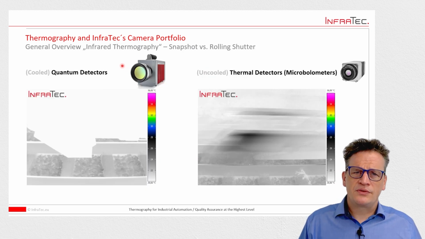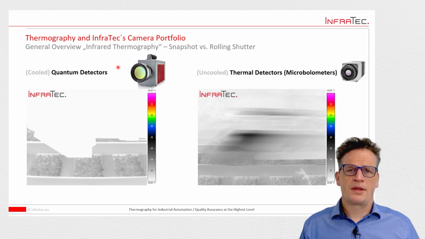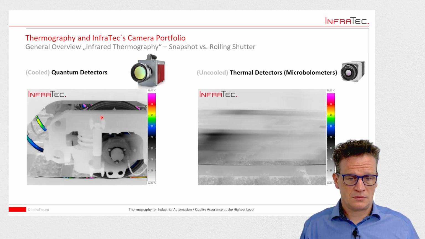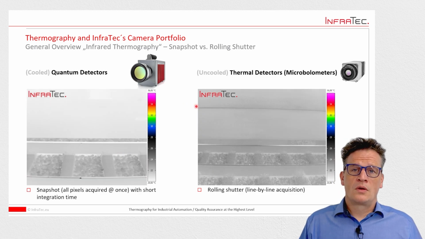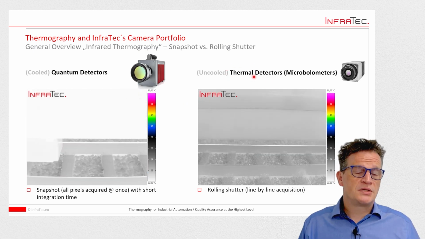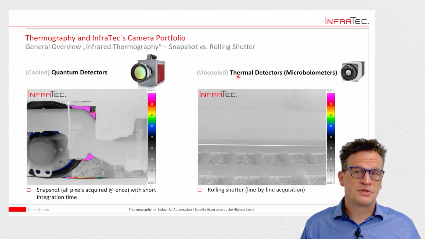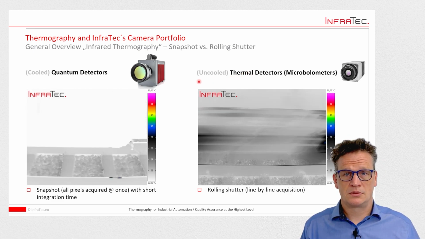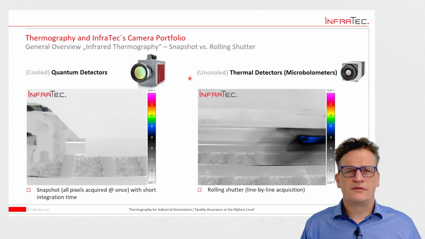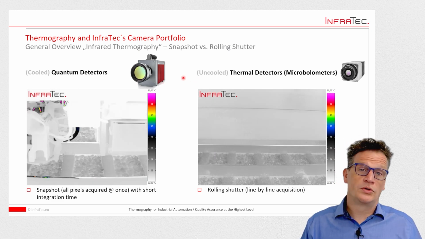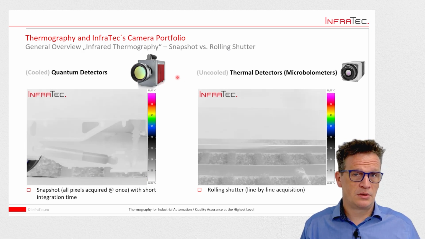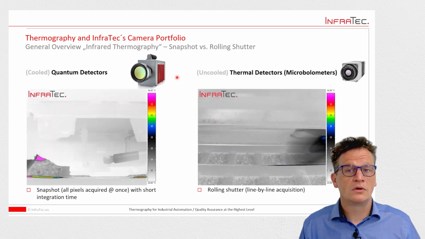When discussing detectors, we should also consider image capture methods. There are two fundamental techniques. On the left side, snapshot detector, where all pixels are captured simultaneously, typical for cooled quantum detectors. On the right side, rolling shutter, where pixels are captured line by line, typical for uncooled microbolometers. Snapshot images have a clear advantage for fast-moving processes. Rolling shutter, on the other hand, is technically simpler, making cameras smaller and more affordable.